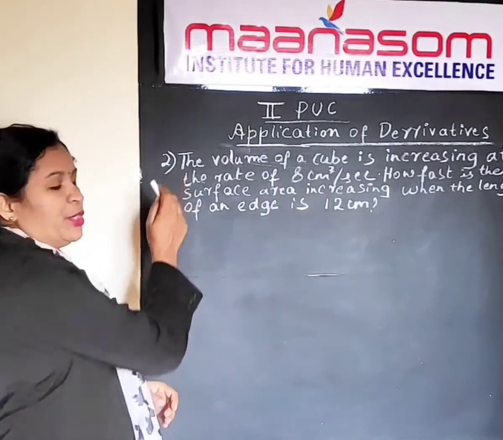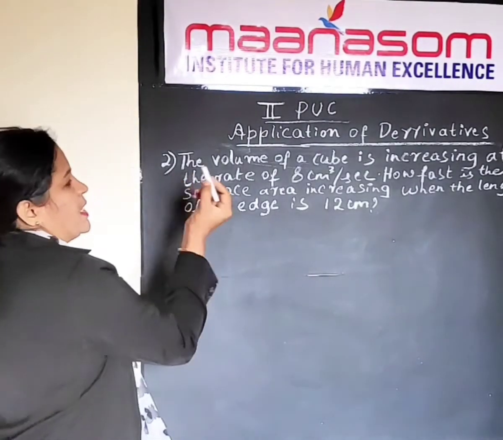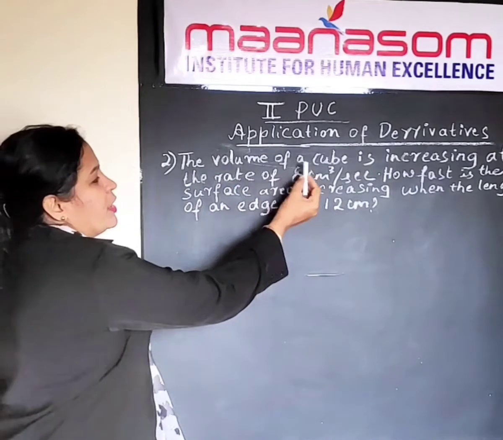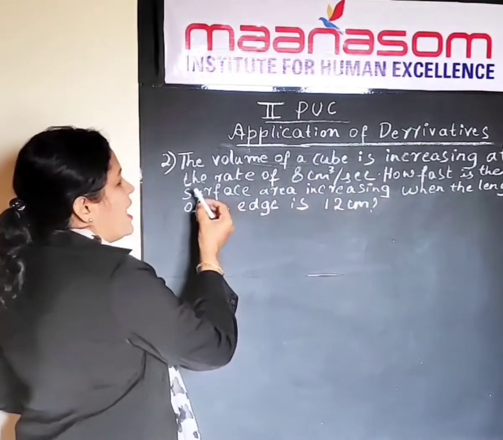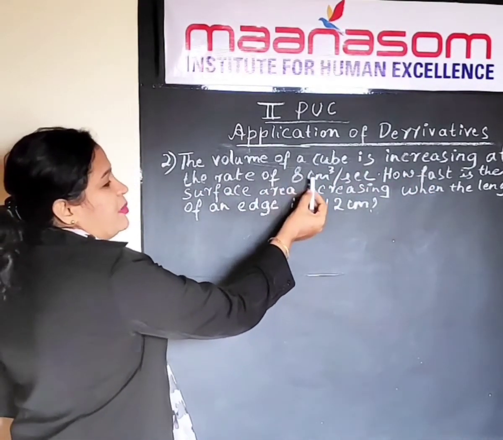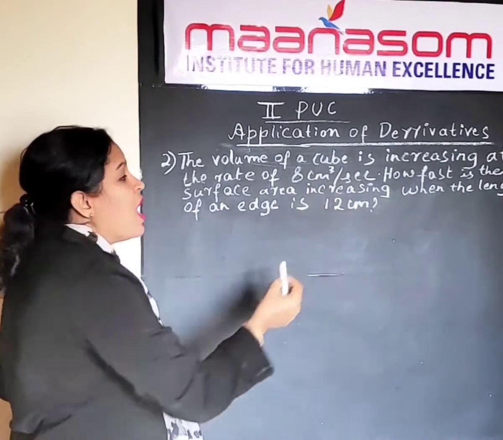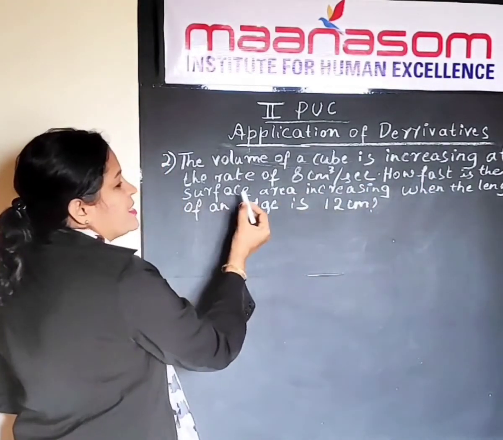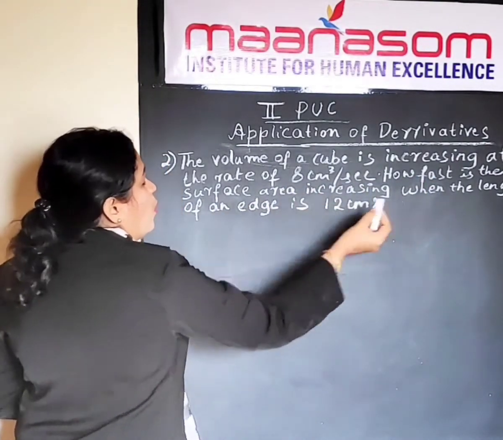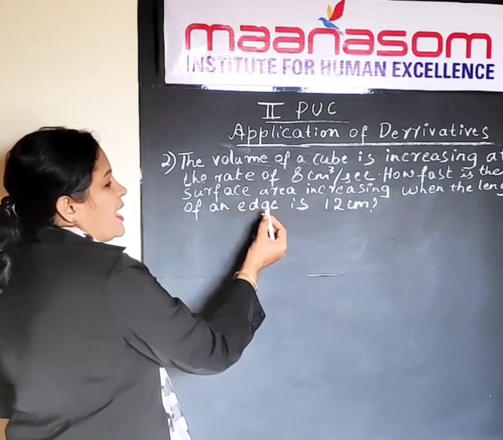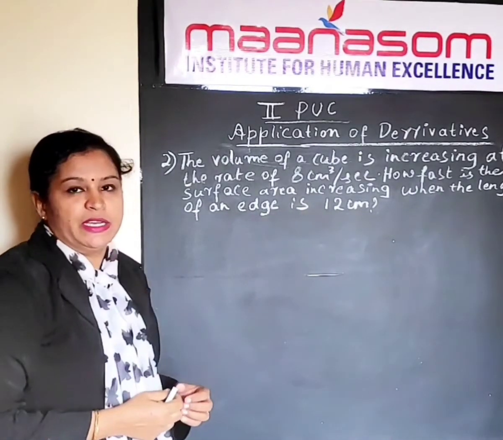So the problem number 2. The problem number 2 states that the volume of a cube is increasing at the rate of 8 centimeter cube per second. How fast is the surface area increasing when the length of an edge is 12 centimeter?